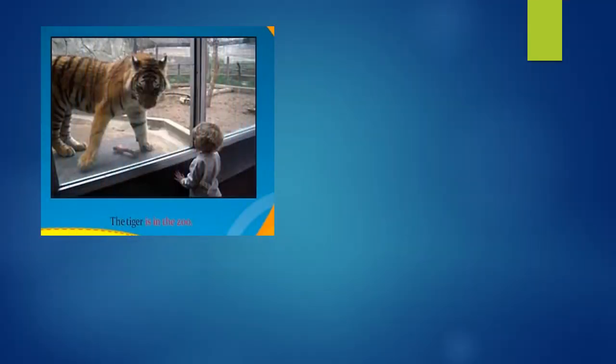Look at this picture so that you will get this concept thoroughly. The tiger is in the zoo. Here we are talking about the tiger. So subject is the tiger and predicate is in the zoo. Where is the tiger? Tiger is in the zoo. So predicate is in the zoo.